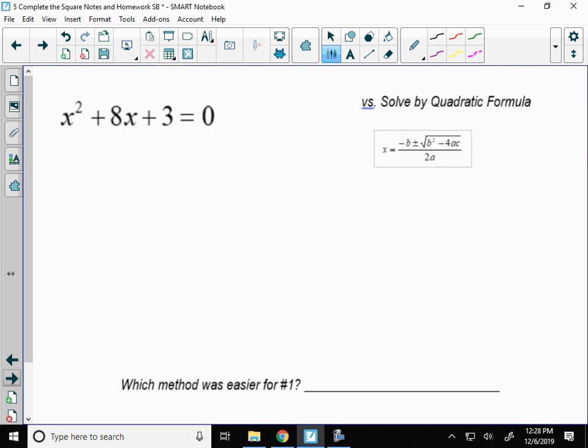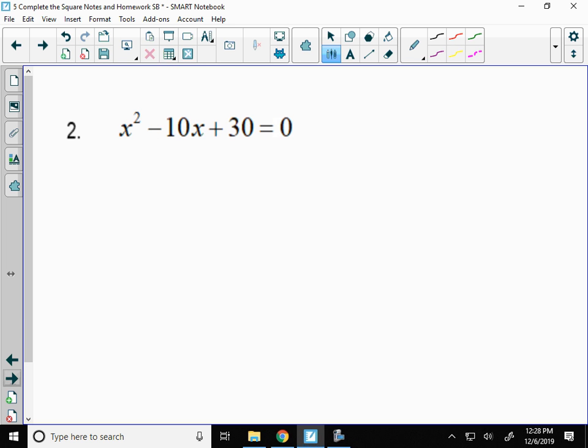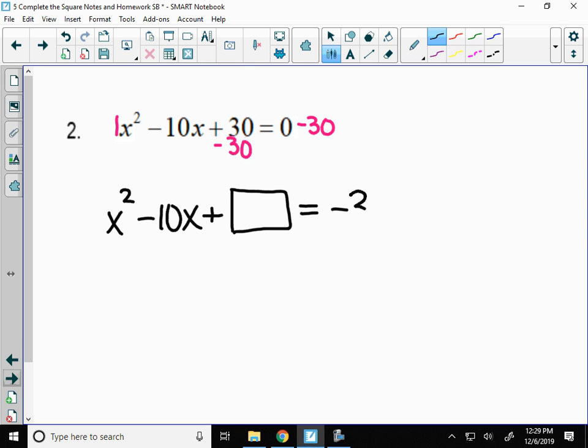Okay, let's go down to the next one. Number 2. So start the same way. Still, I look. Is there a number in front of x squared other than 1? No, so I can jump right into it. What was my next step? What does it say? Subtract the 30. So when I subtract the 30, what do I have to put in its place? A box. Okay, so rewrite this as x squared minus 10x plus a box equals negative 30 plus a box.